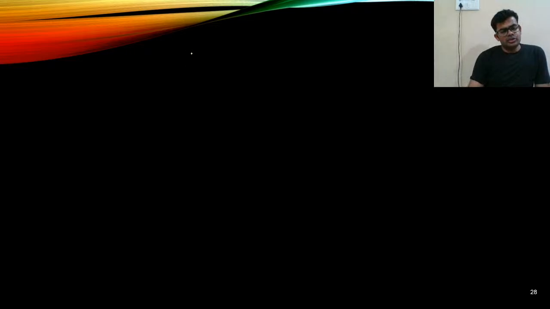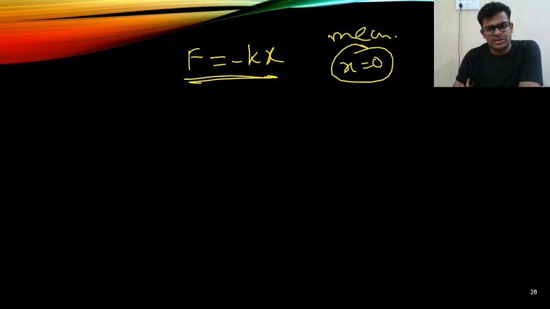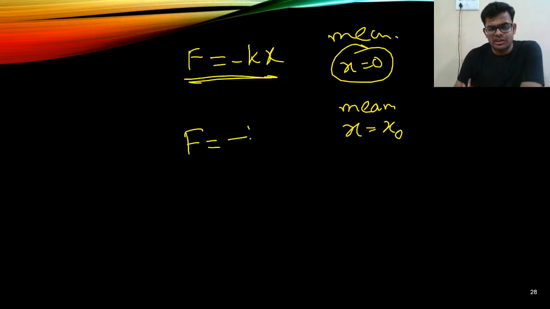If a particle is executing SHM at mean position, then F = −kx. If the particle is executing SHM with mean position at x equals 0, this equation will be used. And when the mean position is at x equals x naught, then F will be equal to −k(x − x₀). This also you need to remember.